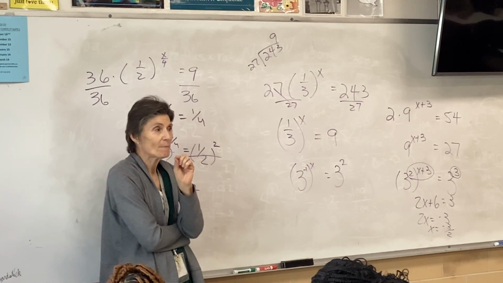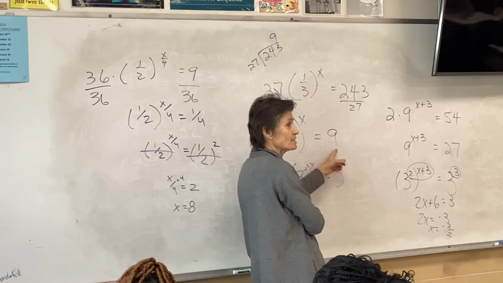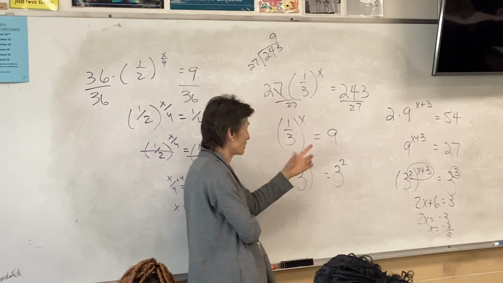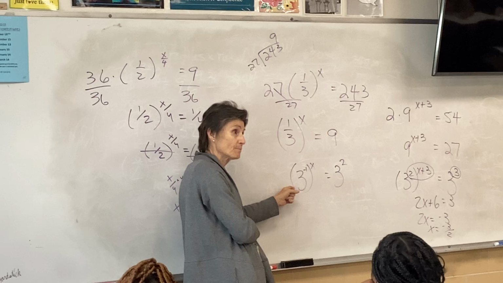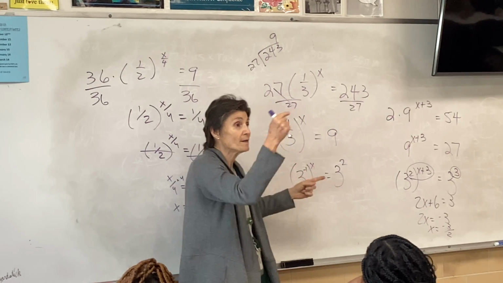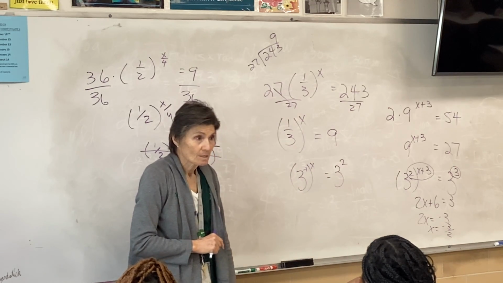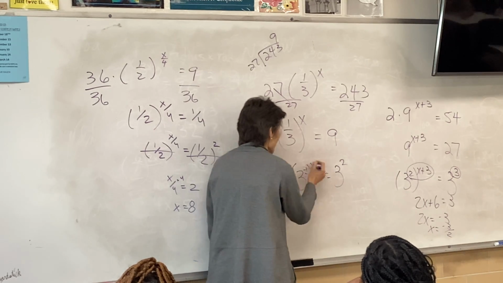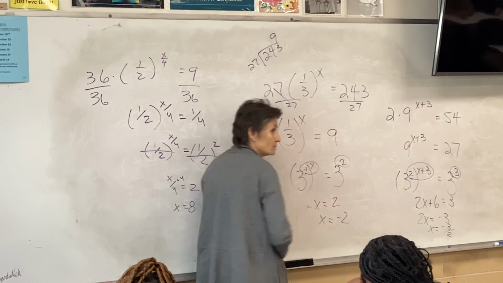You need to make the bases match. So the minute I made this 3 squared, which was my choice, you don't have to do that, but for me that's kind of automatic, then I had to make this one a 3. Well, it's a 1/3, and 1 over means negative exponents. So I rewrote 1/3 as 3 to the -1st. Well, now they match. So negative x equals 2 and x equals -2.